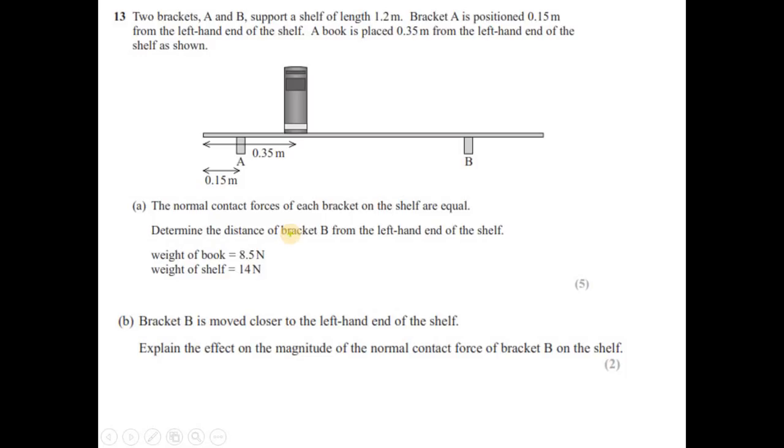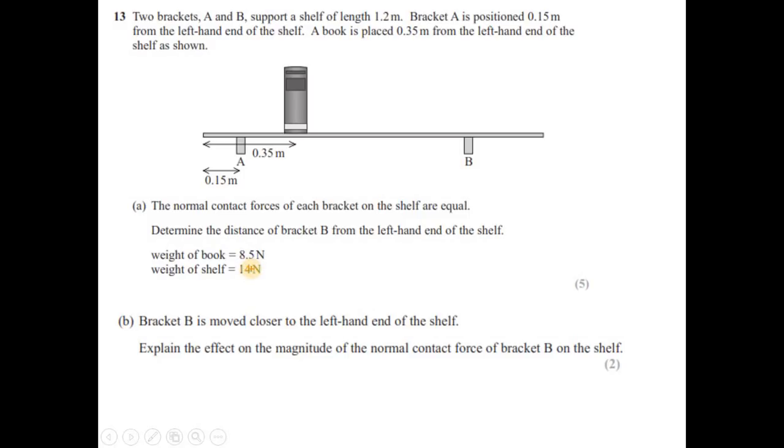Two brackets A and B support a shelf of length 1.2 meter. Bracket A is positioned 0.15 meter from the left hand end of the shelf. A book is placed 0.35 meter from the left hand end of the shelf as shown. So this is the book shelf. The normal contact forces of each bracket on the shelf are equal. Determine the distance of the bracket B from the left hand end of the shelf. The weight of the book is this, and the weight of the shelf is 14 Newton.